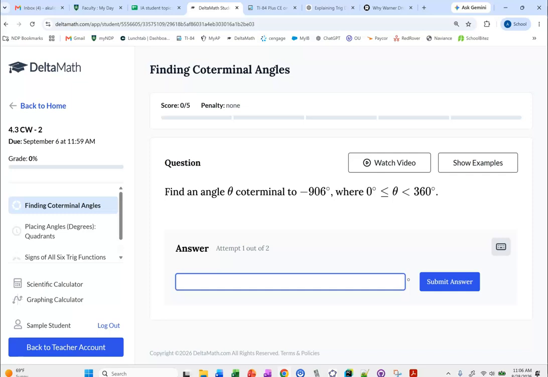So here the directions say to find an angle coterminal to -906, where that angle is between 0 and 360. How do we find coterminal angles? What is coterminal mean?